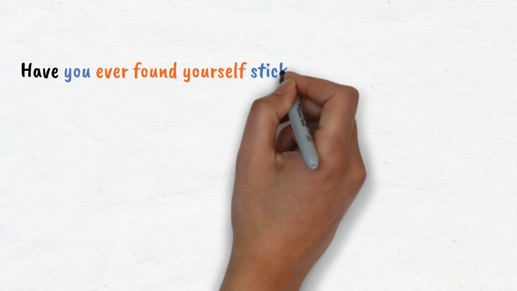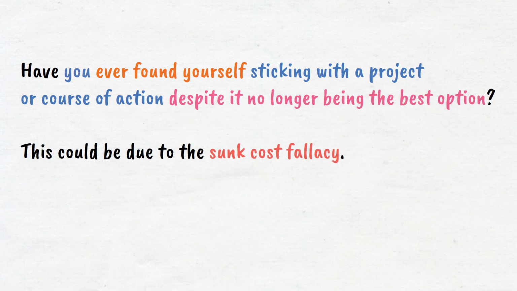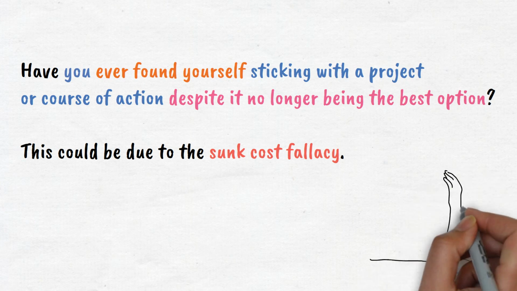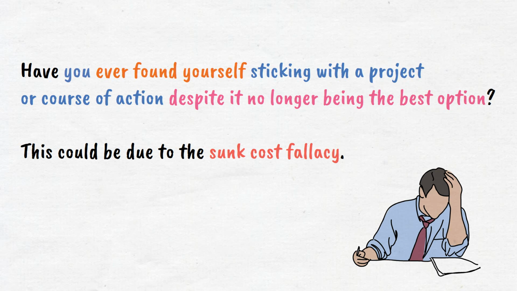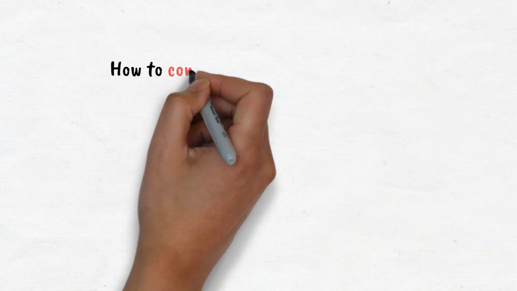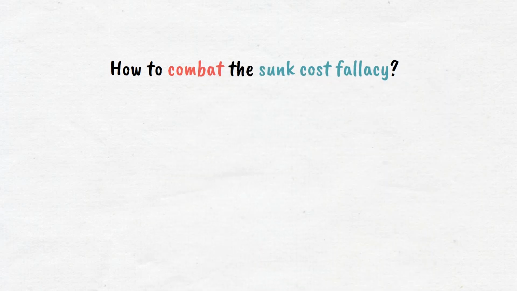Have you ever experienced a situation where you continue to commit yourself to a project or a particular course of action, even though you are aware that it may not be the most suitable or effective option anymore? This could be due to the sunk cost fallacy. Given the circumstances, what steps can you take to counteract the sunk cost fallacy?